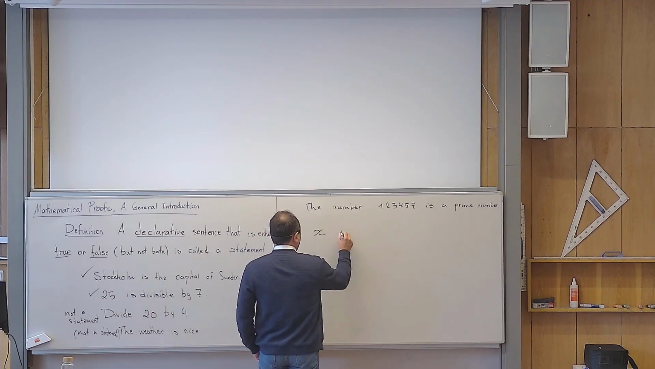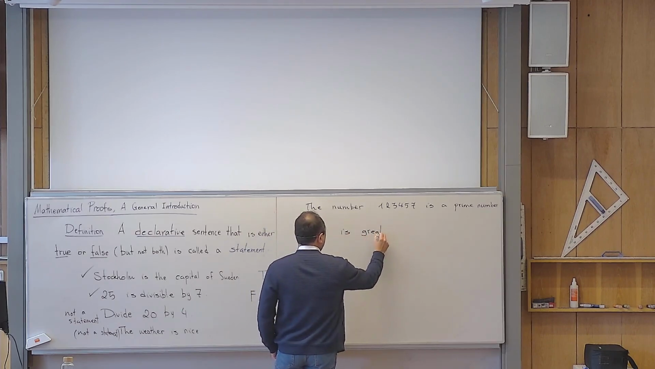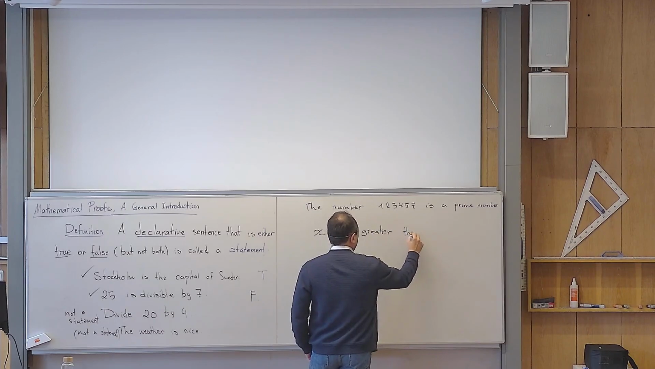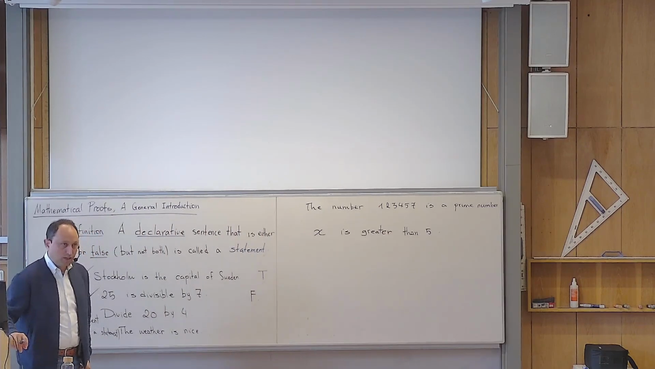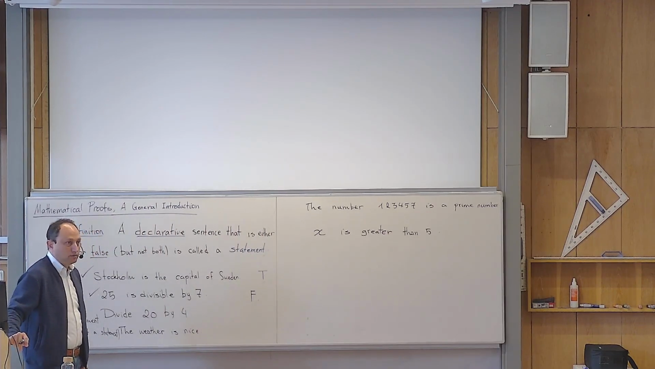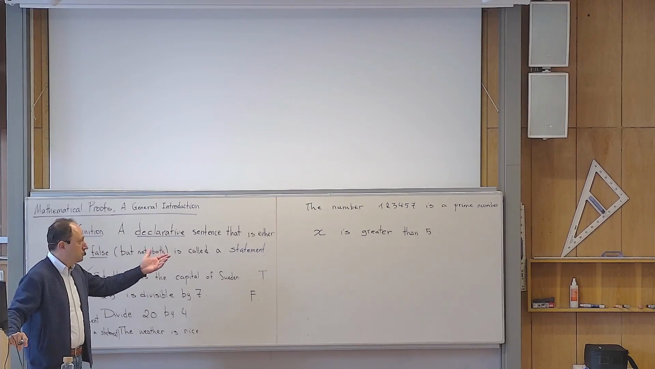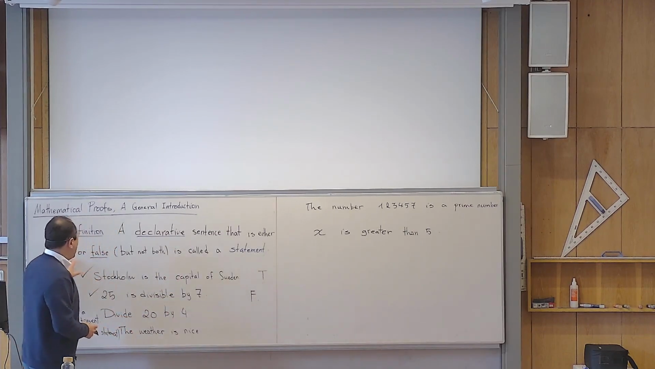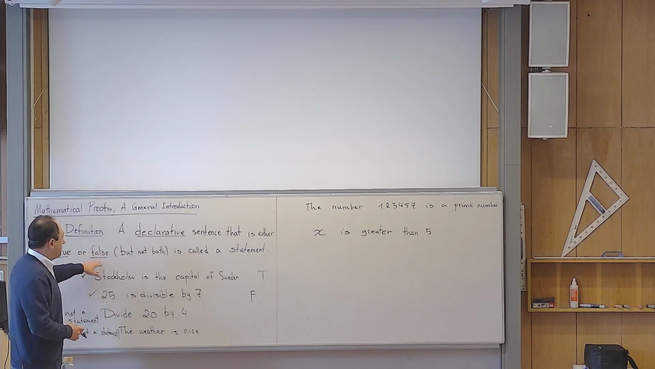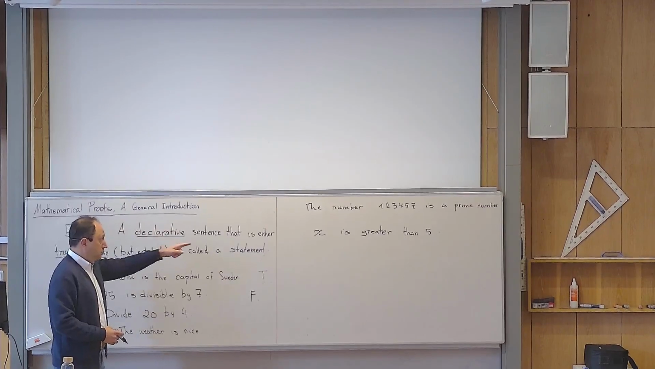X is greater than 5. Is it declarative or not? Yeah, it's declaring something, but is it a statement? The answer is no. Why? Because it's ambiguous. It's not clear. When I have written x is greater than 5, it might be true or it might be false, depending on the value that I want to assign to x. So this is why I told you that a declarative sentence that is either true or false, but not both, is called a statement. So it's not a statement.